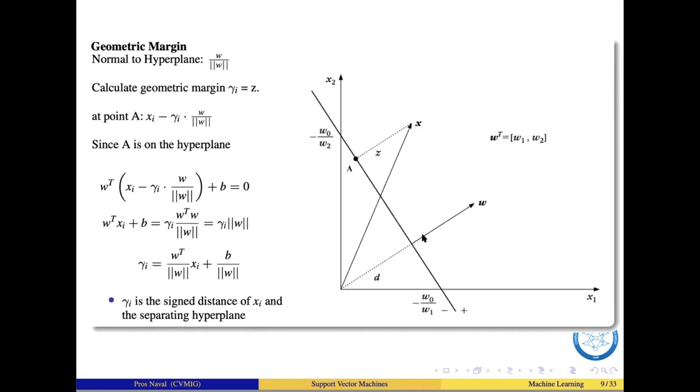Now, the normal to the hyperplane is just this W here divided by its norm. So basically, it's a unit vector pointing in this direction, perpendicular to the hyperplane. Now we calculate. Suppose we have a point here X. We calculate the geometric margin. Basically, the geometric margin is this distance of your X.